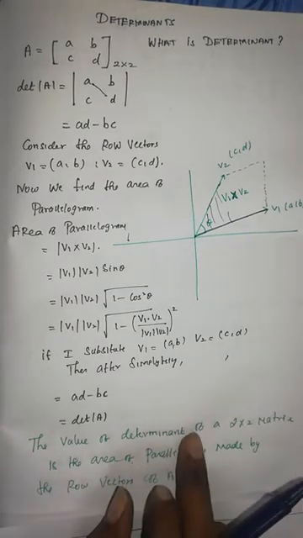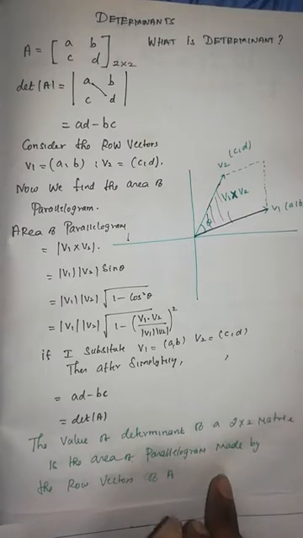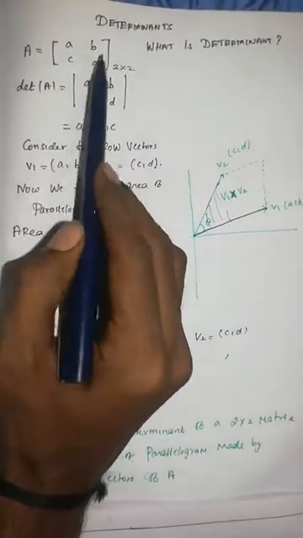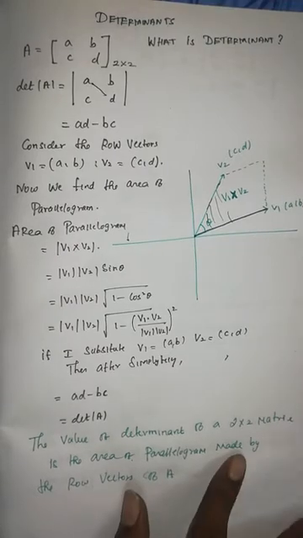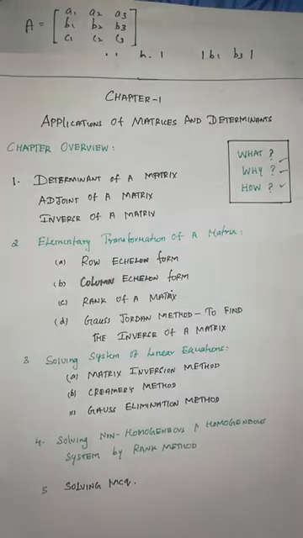So the value of the determinant of a 2 cross 2 matrix is the area of the parallelogram made by the row vectors. Since I have taken the row vectors A comma B and C comma D, it represents the area of the parallelogram made by the row vectors. So this is what the determinant of a 2 cross 2 matrix is. Now how can I visualize the determinant of a 3 cross 3 matrix? Now this is the matrix A, which is A1, A2, A3, B1, B2, B3, C1, C2 and C3.